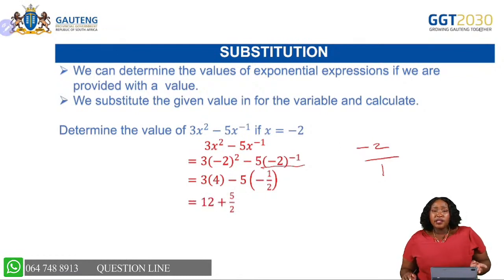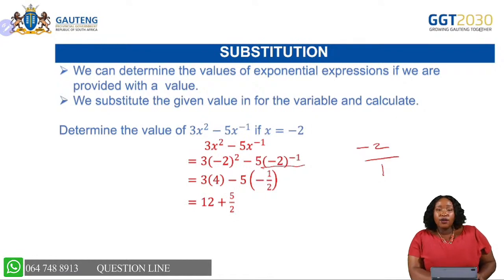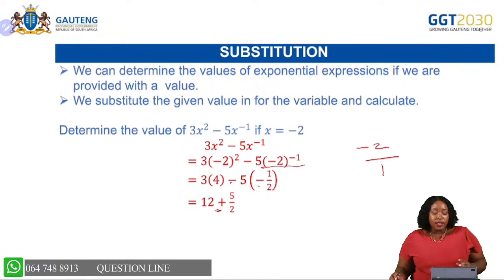Okay, and then 3 times 4 gives you 12, right? With this one, you just multiply your tops by your tops, so your numerator by the numerator. 5 times 1 gives you 5. And then the negative times the negative is where we got this positive sign, okay? And your denominator will still be 1 times 2, and that gives you 2, right?